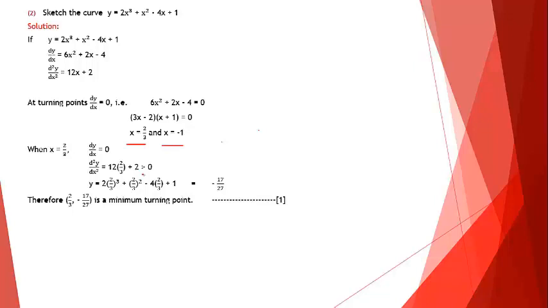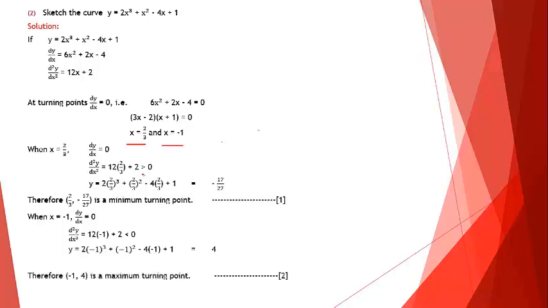Now moving on to the next point, where the x value is negative 1, we get dy/dx equals 0. Then by substituting x equals negative 1 to find d²y/dx², we get d²y/dx² equals 12 times negative 1 plus 2. By simplifying, we get a value which is less than 0, which takes us to the conclusion that this point is a maximum turning point. And by substituting negative 1 to find the value of y, we get y equals 4. Therefore the point (-1, 4) is a maximum turning point, and we take it as the second information.